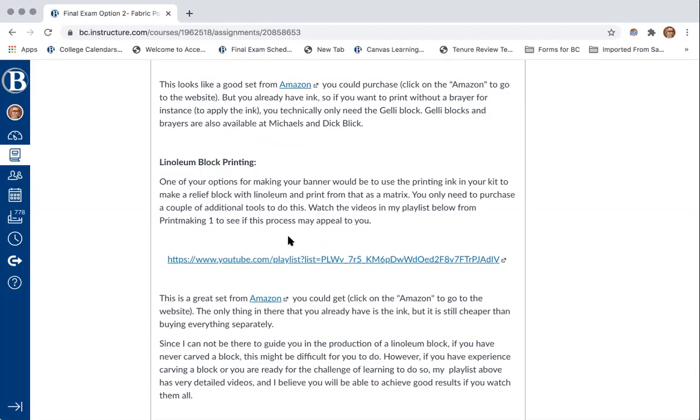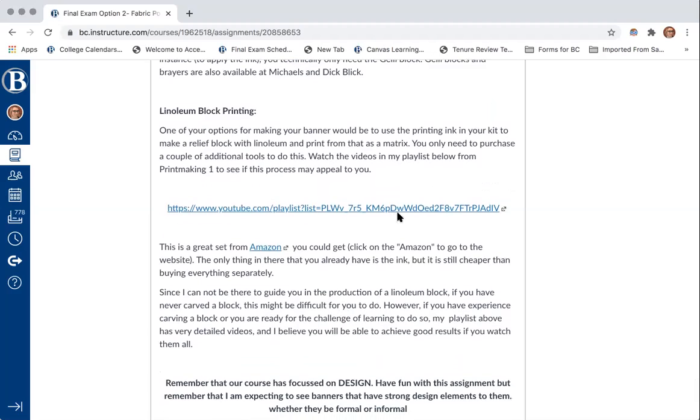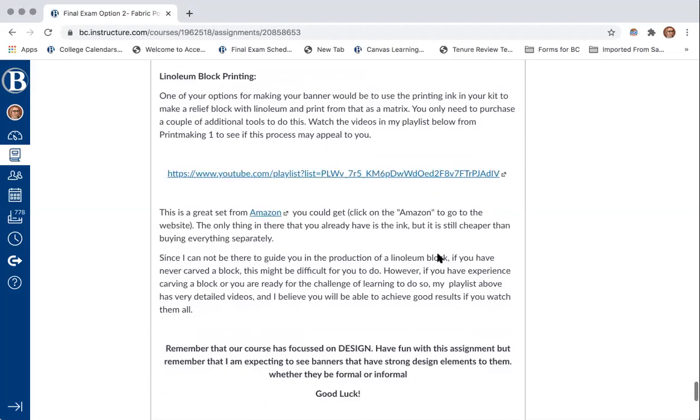Now, the other thing that you can do is a linoleum block print. If you've done linoleum before, I think that's great. If you haven't, I'm a little worried about you doing it without having some hands-on experience and hands-on teaching, but you can always convince me that you think you can handle it. I've got a whole playlist of videos here of how to set up to print, how to carve, how to cut, how to do everything that you need to do to create a linoleum block. So you can go ahead and look at those videos if you want.